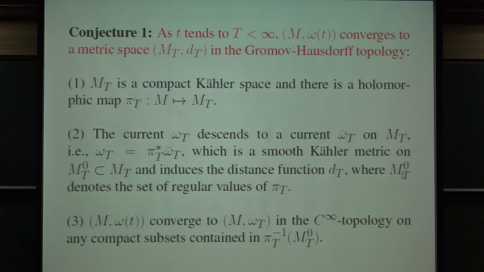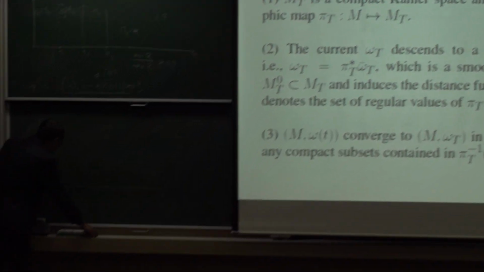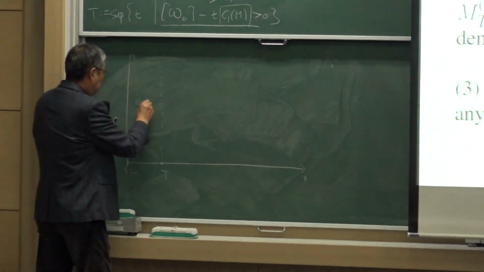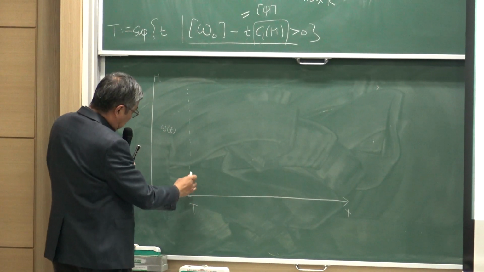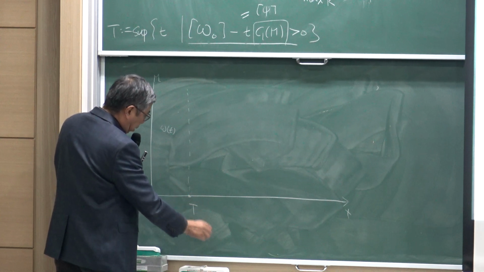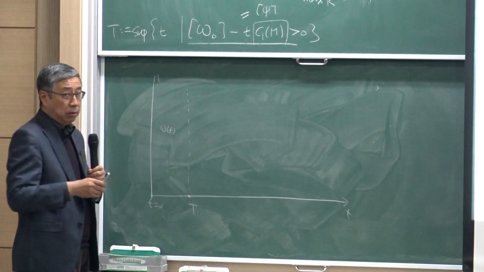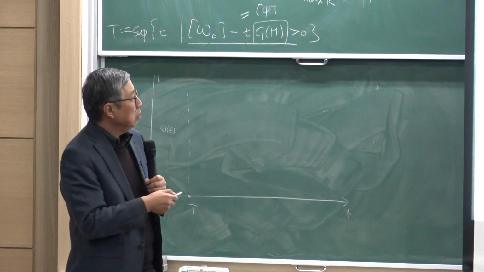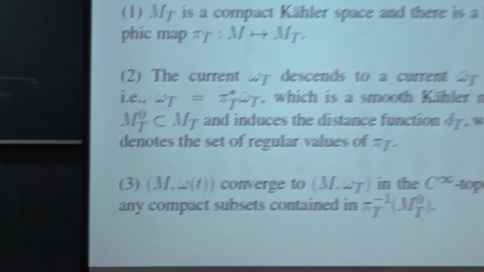You look at your solution, omega T, a solution of the Kähler-Ricci flow. So you know it cannot go beyond this point. You have to go through some surgery. So what happens is the following.